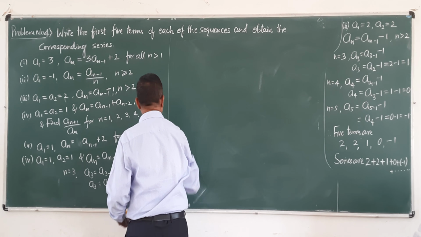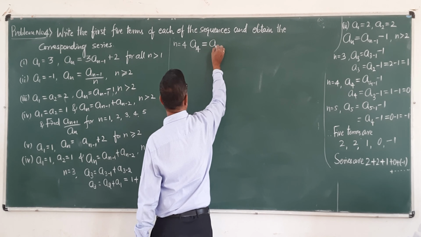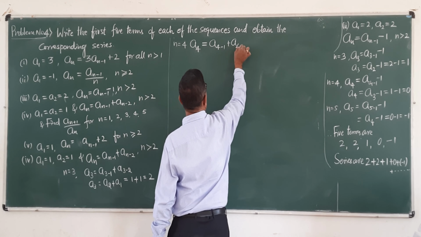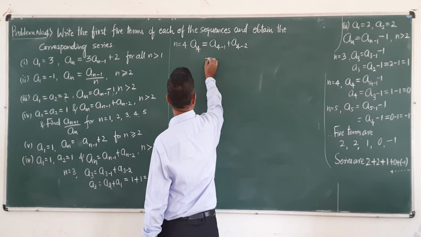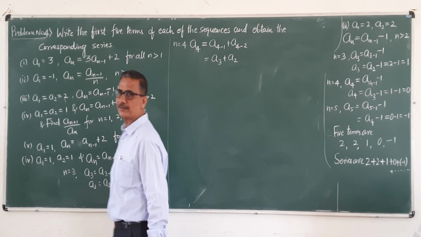Next number, take n is equal to 4. Put n is equal to 4. a4 is equal to a4 minus 1 plus a4 minus 2. Right? Now simplify. 4 minus 1 is 3. 4 minus 2 is 2.